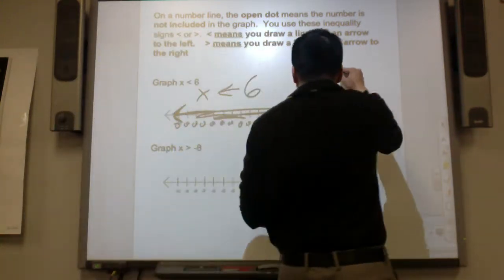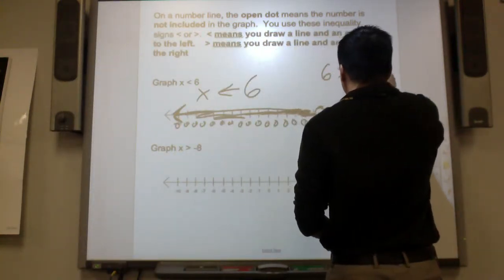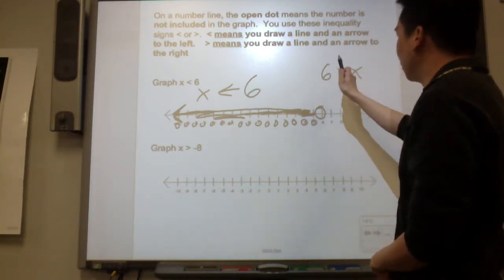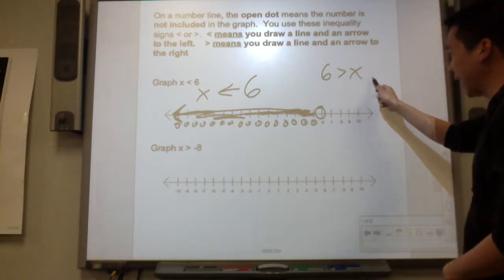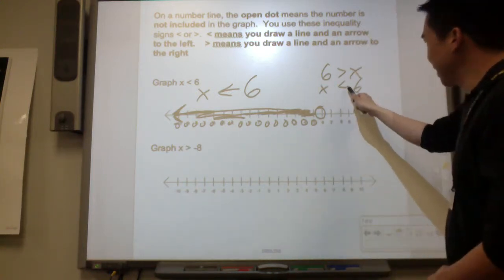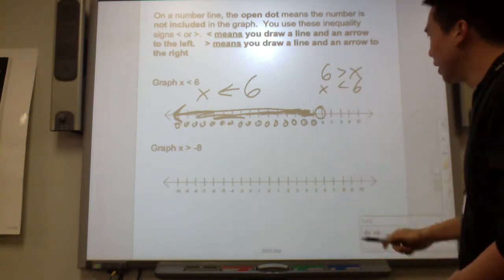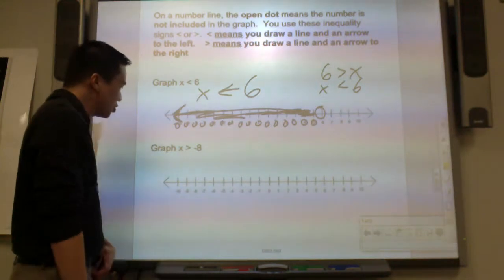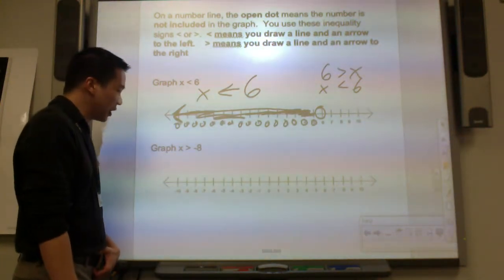So for example, if it was this way, 6 is greater than x, you would have to flip it around. So x is less than 6. Then it will work that way. So the next one, think of numbers that are larger or greater than negative 8.